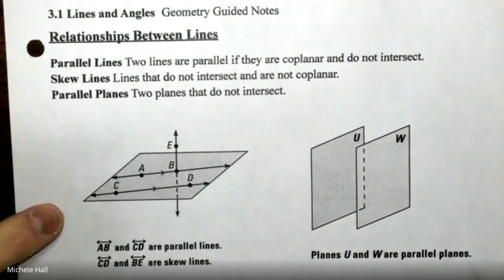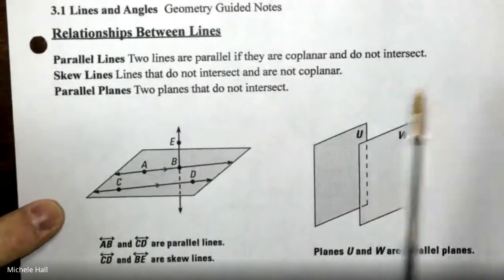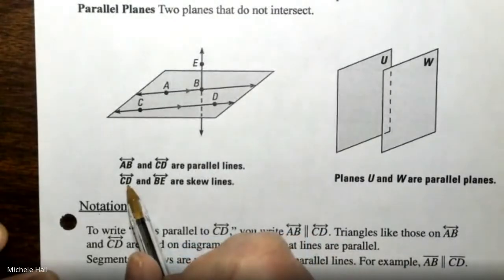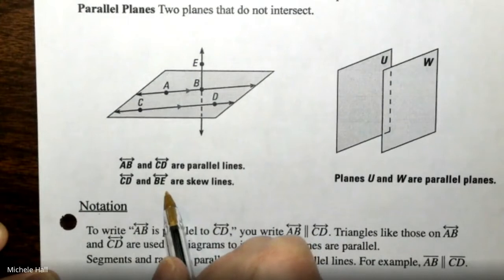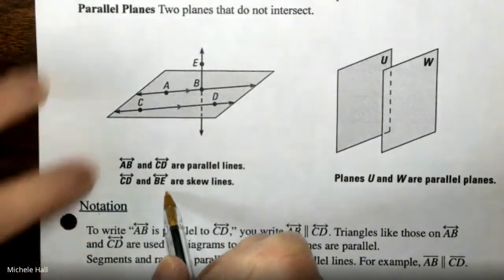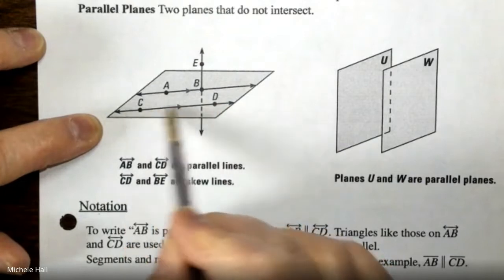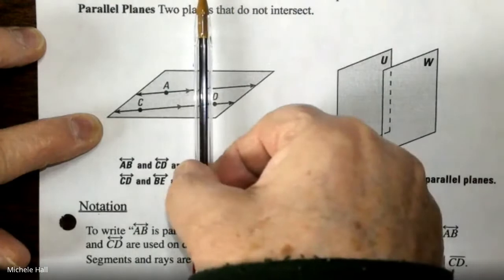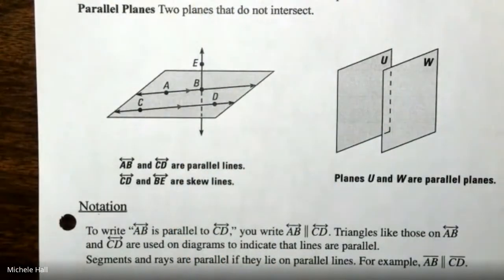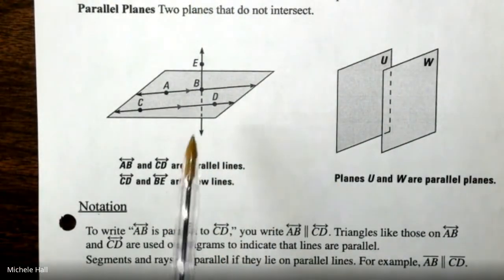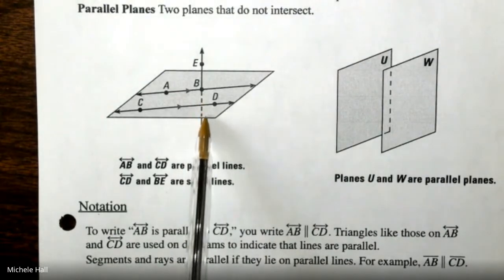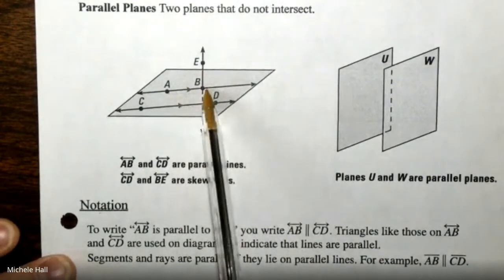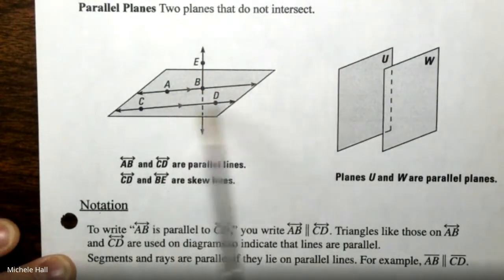Parallel planes would be like U and V. You have two planes that are parallel to each other. They're never going to intersect. Let's see, they say CD and BE are skew lines. So you have this line right here, CD, in this plane, and then you would have another plane going this way that that line would be on. Because they're in different planes, they're never going to intersect. So if you look here, it's got dotted lines because they're not intersecting. These two lines right here are intersecting at point B, but not CD.